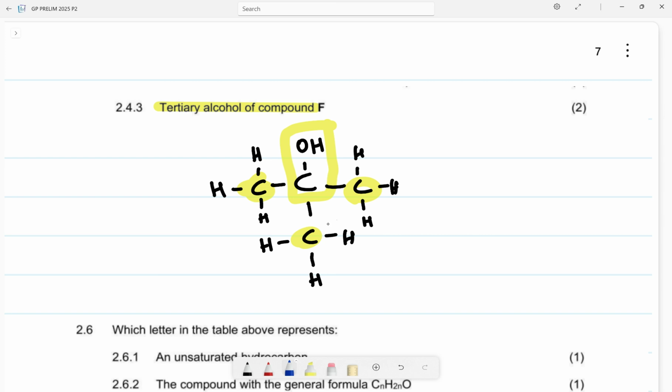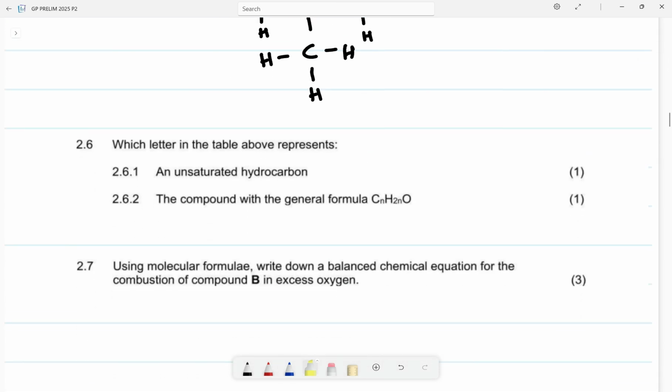What is wrong if I were to remove it here and put it here? Can you see now the carbon is bonded to this one and this one, but not directly to this one. Hence, it's wrong. So the most correct one is this one, guys. And I call this the king. The king is bonded to 3 other people. So this is it, guys. Very beautiful.